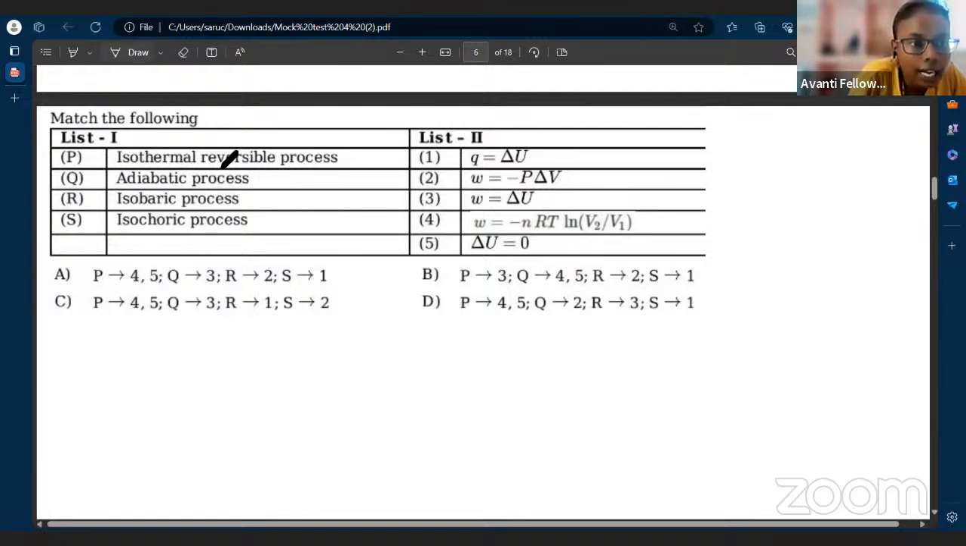Okay, so it is an isothermal reversible process. For an isothermal reversible process, which among the equations is going to be right? What would be the work done? Work done is equal to minus nRT into ln of V2 by V1. Yes, so this is the equation for an isothermal reversible process. So option 4 is going to be right.